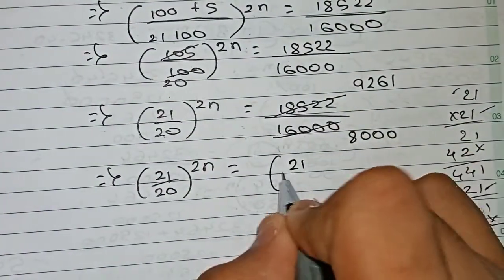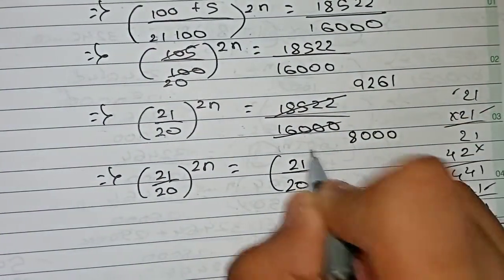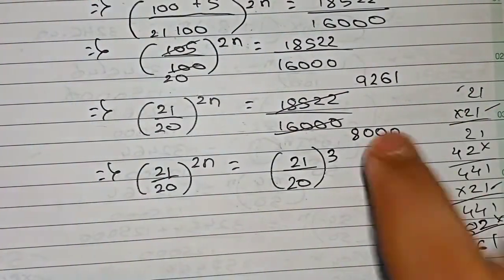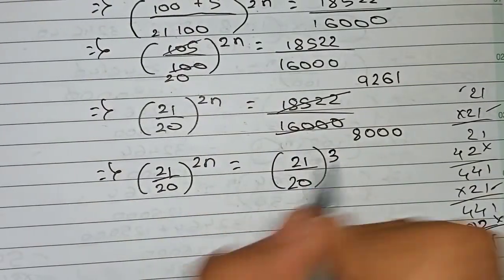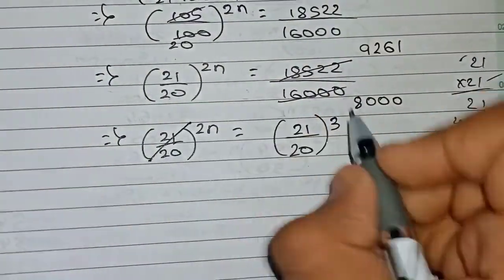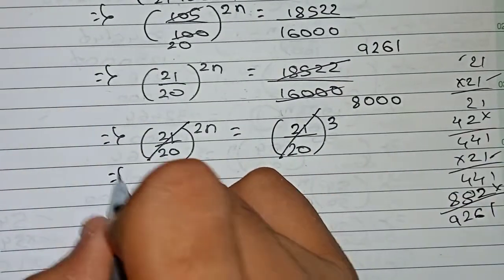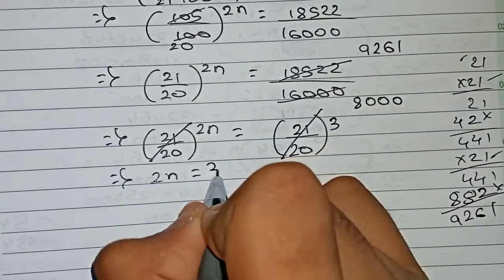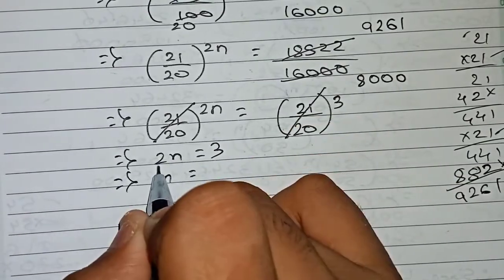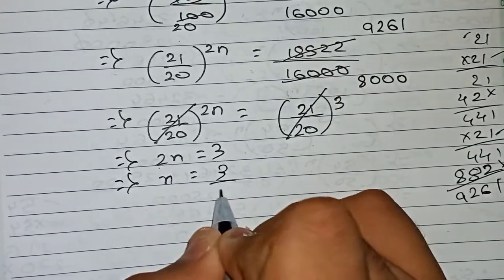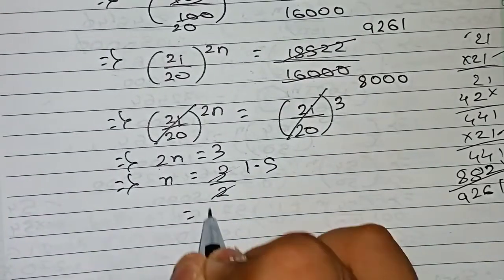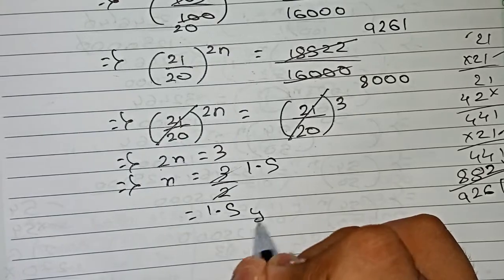So 21 by 20 to the power 3 will be equal to 9261 by 8000. So now here it is 2n, here it is 3. So we can cut the bases. I cut this base and this base. So now remains 2n is equal to 3. So here n will be equal to, multiplication becomes division here, 3 by 2. So 3 by 2 is 1.5, which is 1.5 years.